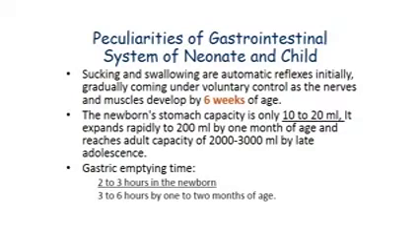The other peculiarity is the gastric emptying time. Early in life, it is short, 2 to 3 hours in the neonatal period, and it turns to 3 to 6 hours by 1 to 2 months of age. This is why early in life the baby would need more frequent feeding during the day, while the frequency is reduced later on because the gastric emptying takes longer and the baby may sleep longer, then he may ask for another feed.